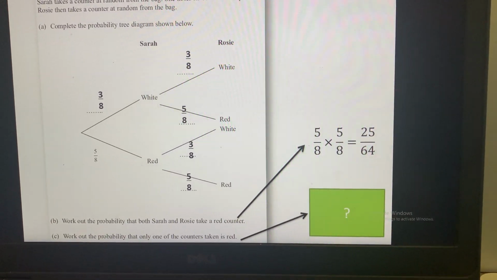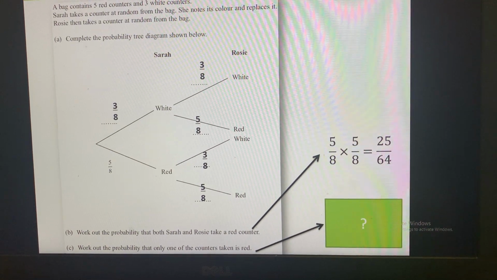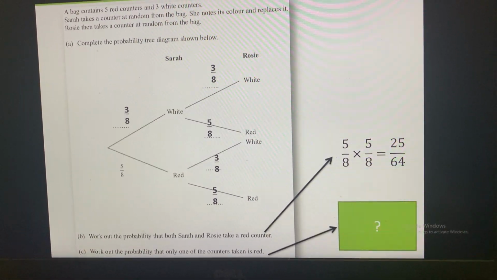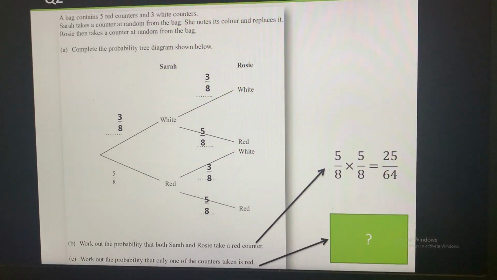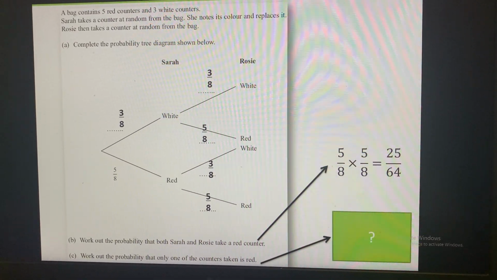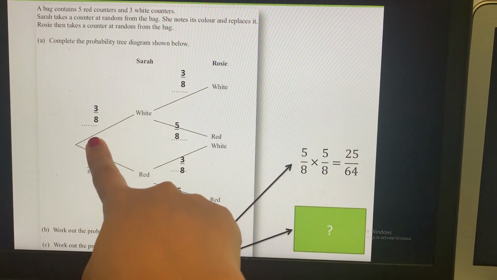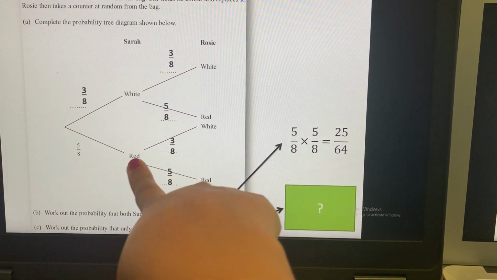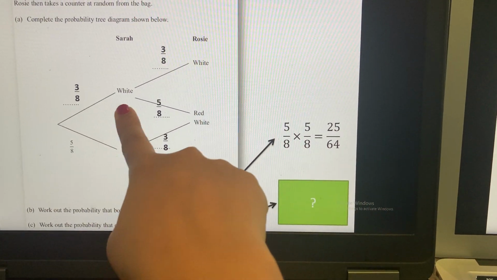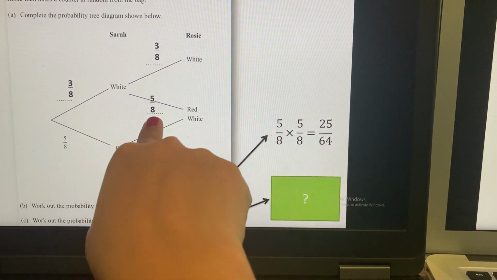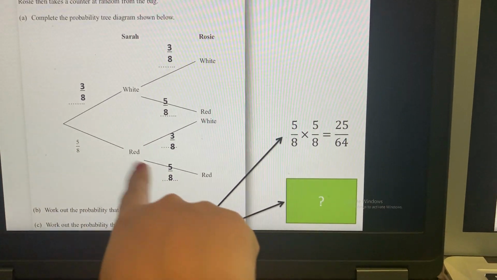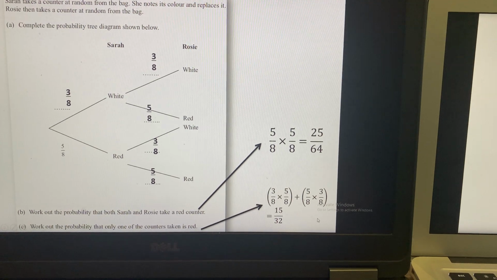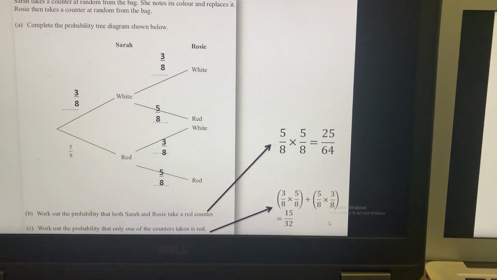Okay, next one. Work out the probability that only one of the counters taken is red. So only one counter is red. You can have white and red, or you can have red and white. So white and red is 3/8 times 5/8. Red and white is 5/8 times 3/8. And then you add them together because "or" means to add.